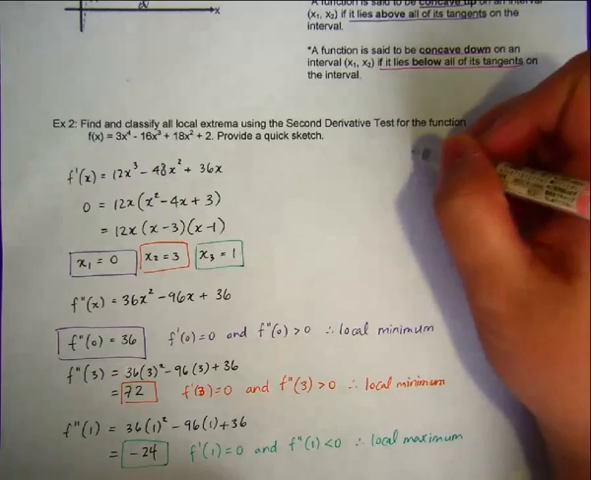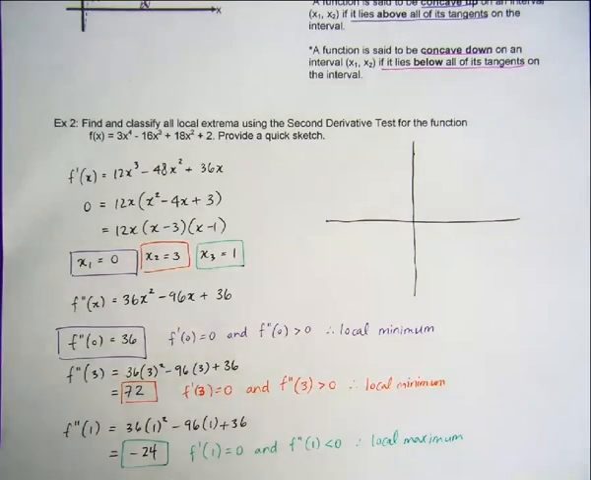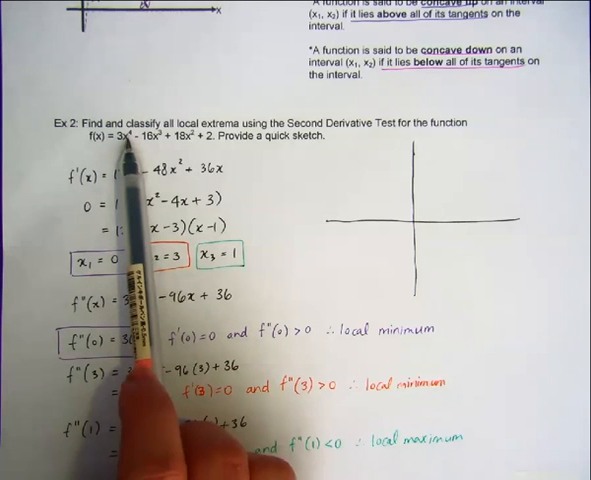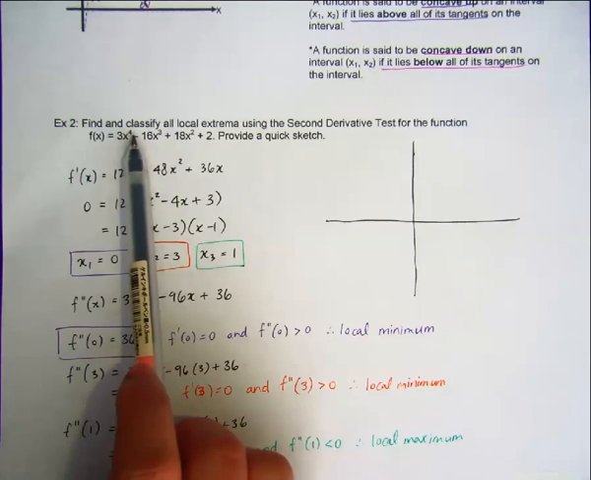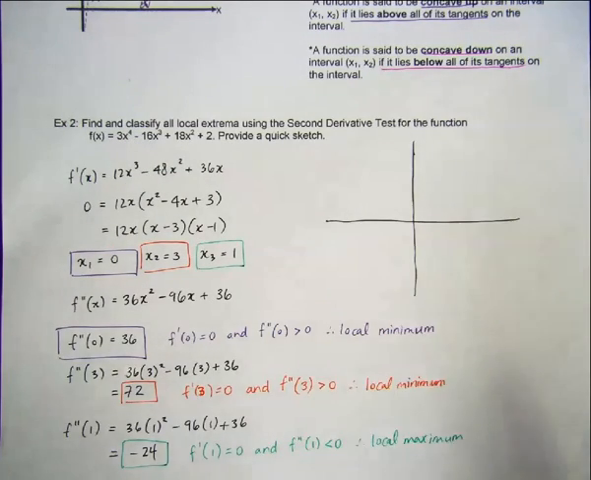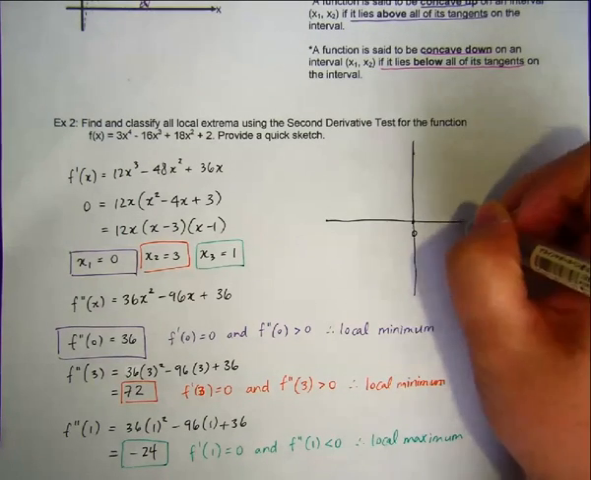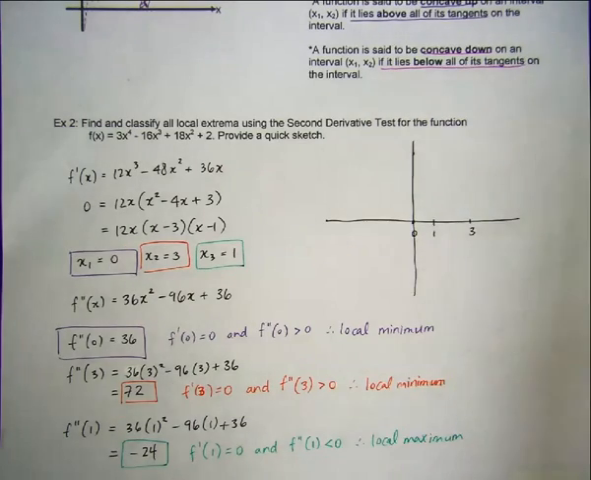So we're just going to give a quick sketch of this function. We know, even from advanced functions, we have a quartic function, the degree is 4, and we have positive end behavior, so it's going to go from quadrant 2 to quadrant 4. At x equals 0, x equals 3, and x equals 1, we're going to have our local mins and maxes.